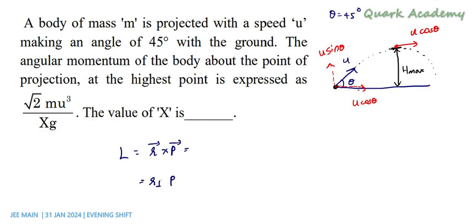So what is r perpendicular? It is the perpendicular distance between the momentum and the axis of rotation. So here the axis of rotation is this point. You can consider the axis of rotation is passing through this point, the point at which it is projected, and it is going into the screen. So the perpendicular distance becomes h max. R perpendicular is h max in this case. So at this point, the angular momentum is going to be h max into m into u cos theta.